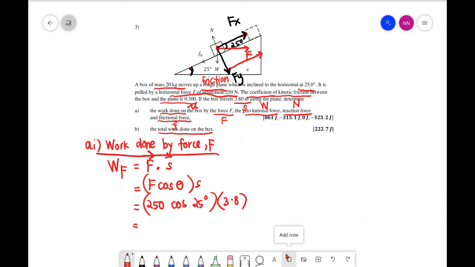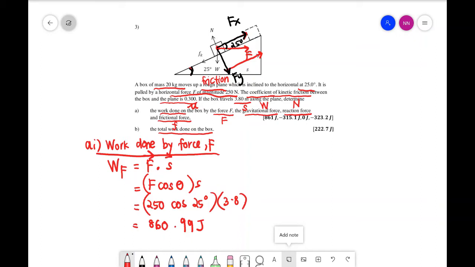So it equals 860.99 joule. This is positive. Work done by force F is positive, which means work is done on the system. So this push force helps the box move up the plane.